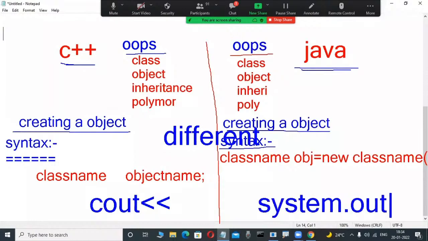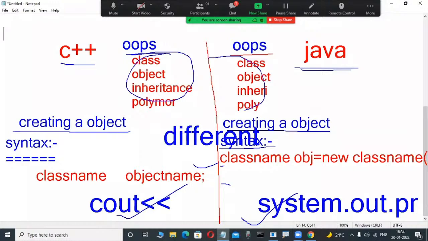System.out.println, is something there or not? Yes, here. That's why it is syntactically different. Yes, here, functions are also totally different in these two object-oriented languages. But conceptually, some OOPs concepts are the same or not? Same. OOPs concepts are the same.